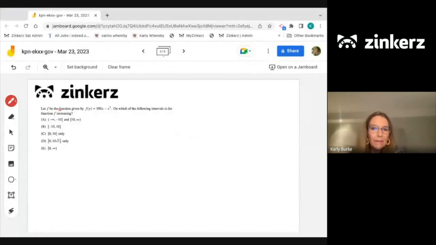Let's take a look at this problem here. You have f, a function given by f of x equals 300x minus x cubed. On which of the following intervals is the function f increasing?